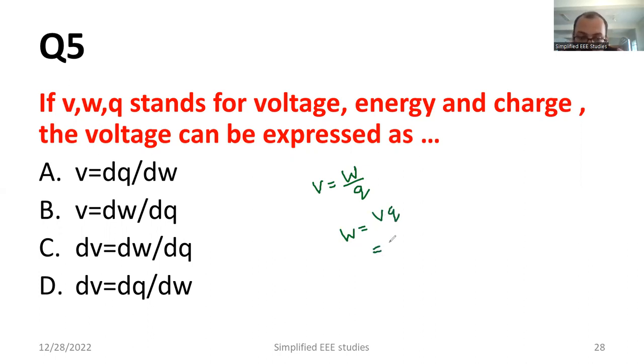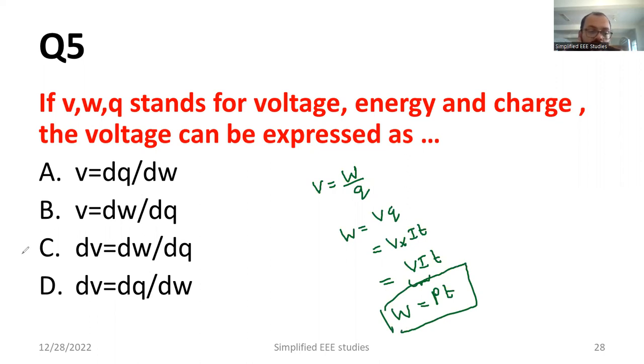Or we can write, instead of Q, I into T. So we can write V into I into T. So you know what is V into I? It is power into time. Therefore, energy is equal to power into time. So which equation is the right answer? C. C is the right answer. So dV is equal to dW by dQ. I think it's clear to everybody.